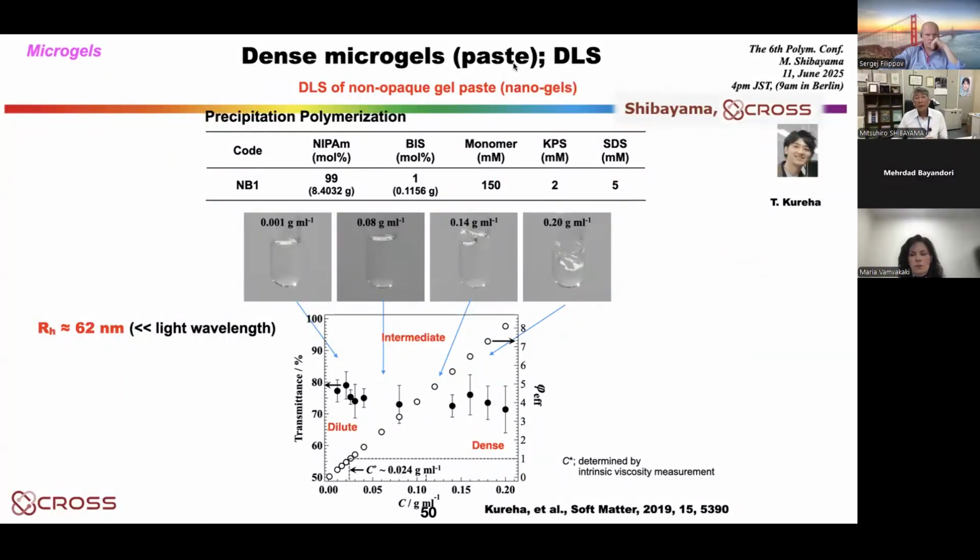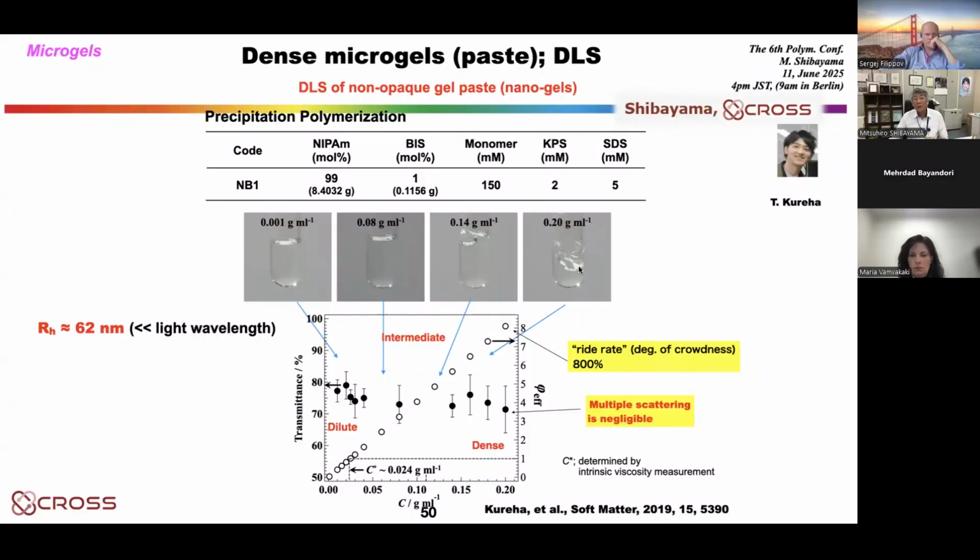So, dense microgel paste by DLS. This is dynamic light scattering of a non-opaque gel paste. The key point is that we chose very small nanogels, about a few tens of nanometers, which is much smaller than the wavelength of light. Starting from low concentration to high concentration, this is a plot of transmittance. This is the C-star concentration, and this is the overlap concentration, somewhere here. The overlap is more than 100%, up to 800%. The multiple scattering is negligible because it's transparent through the whole concentration range.